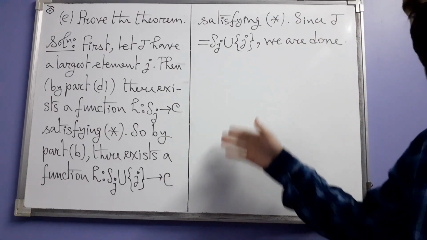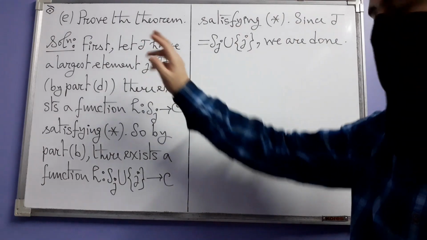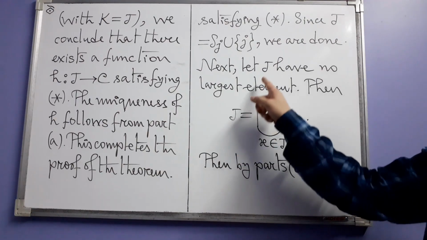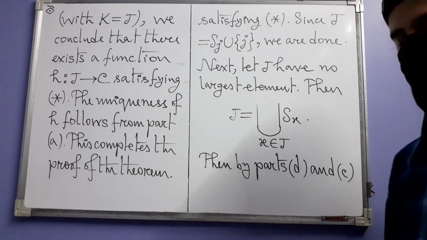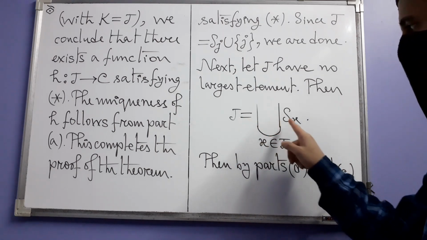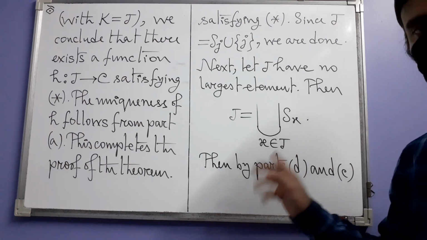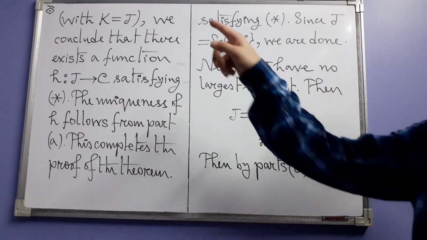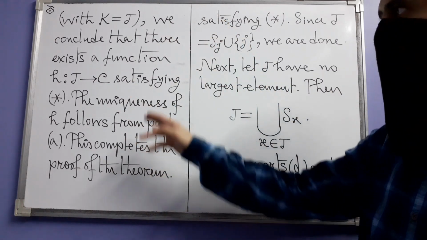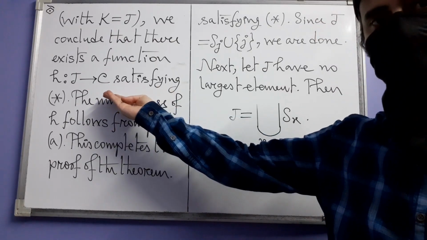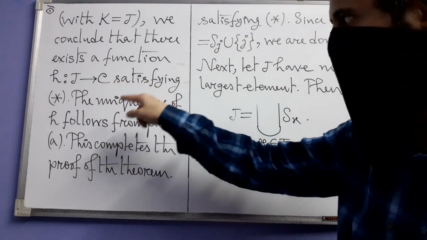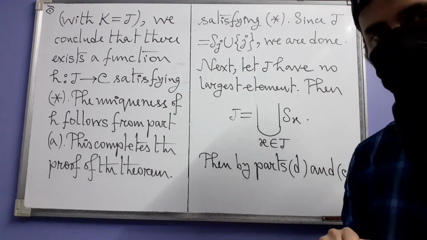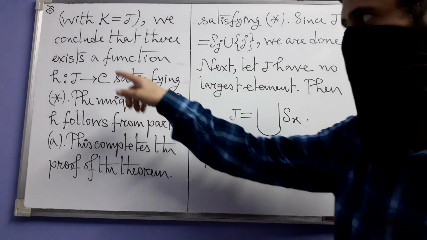Now let's go to the other case where J has no largest element. So in this next case, our set J has no largest element. Then by now you know very well that J will be equal to the union of all these sections of elements of J, Sx. Then by parts D and C with this time K equal to J, we conclude that there exists a function like this that we are seeking from J into C which satisfies star. So here this thing ends. Ends means we have proved the existence of such a function.